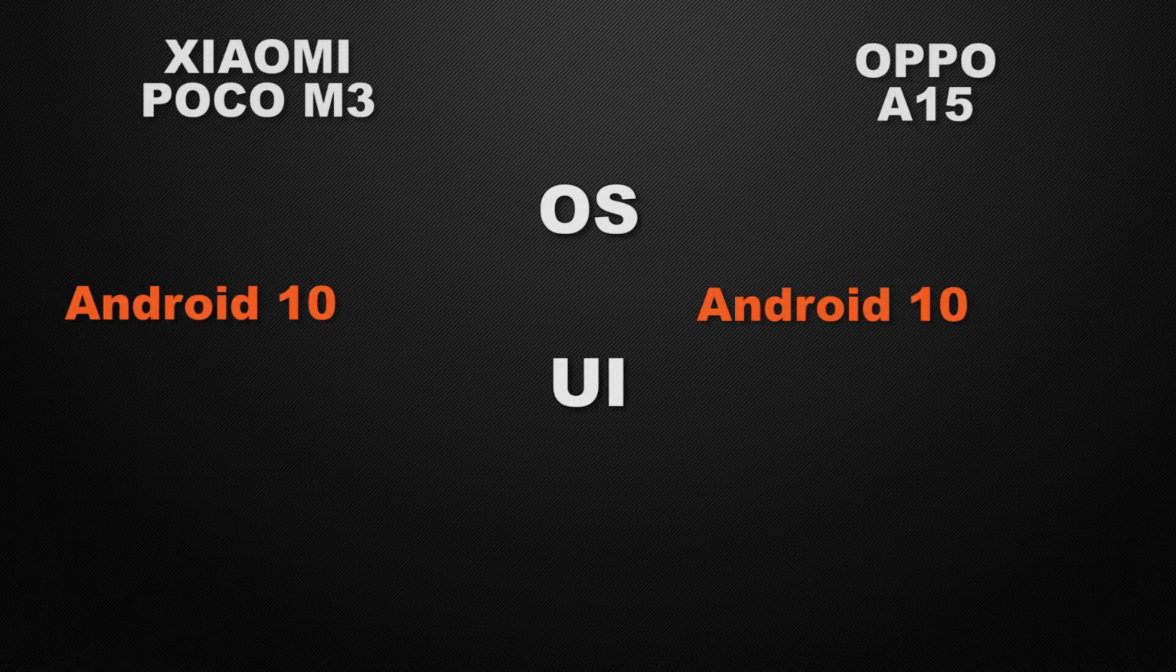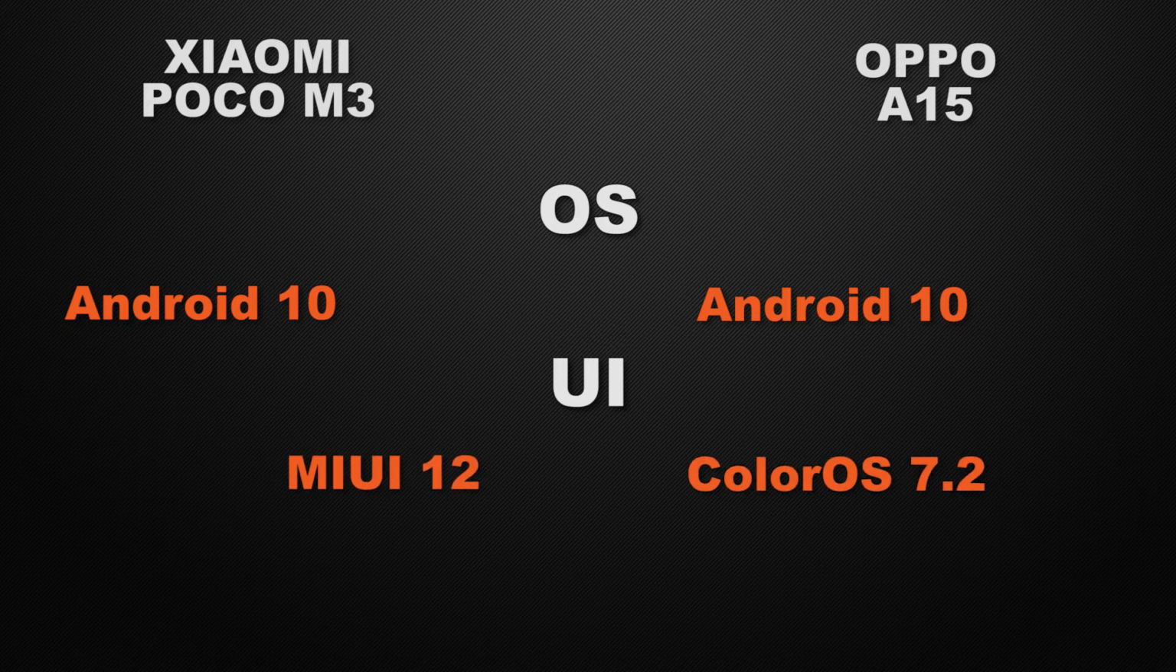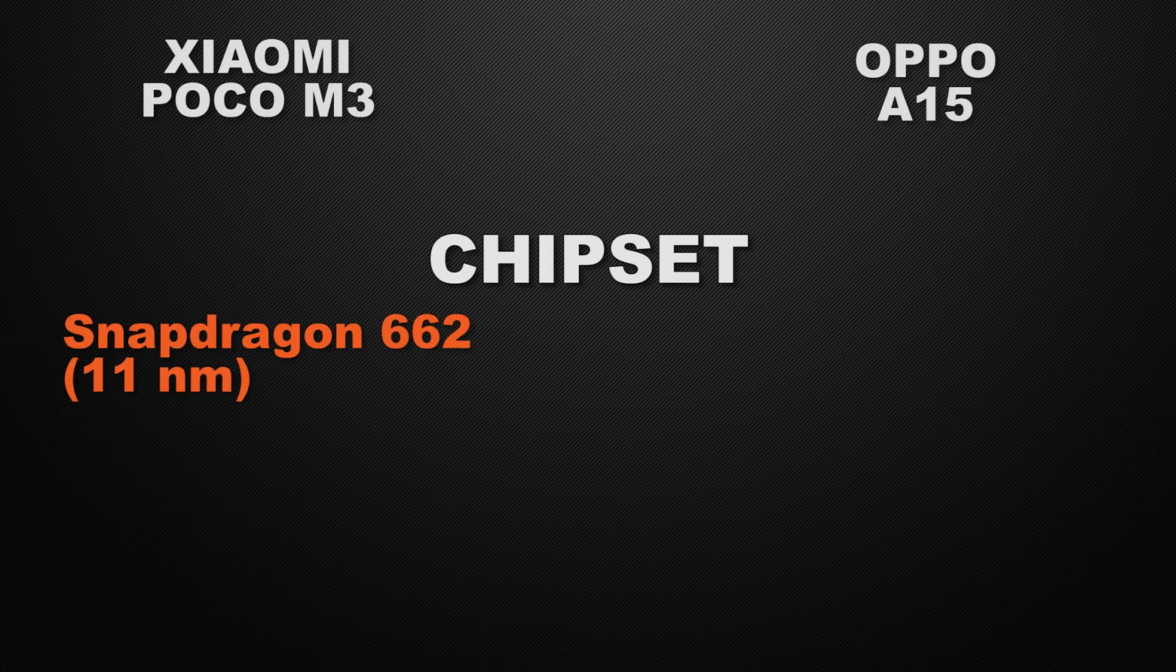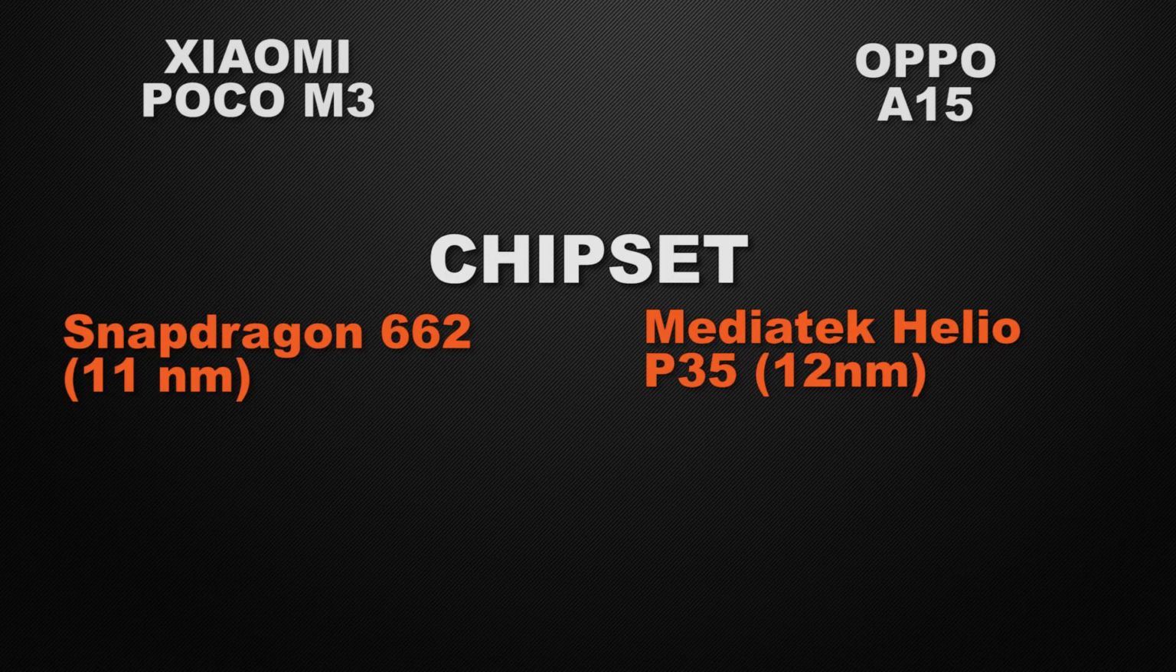And about the user interface of the devices, M3 has MIUI, whereas A15 has ColorOS. So I will call it a tie here because it's up to you which UI you like. Let's talk about the processor of the devices. M3 is powered by Snapdragon 662, whereas A15 is powered by MediaTek Helio P35. So the clear winner is M3 because it can give you much more performance.